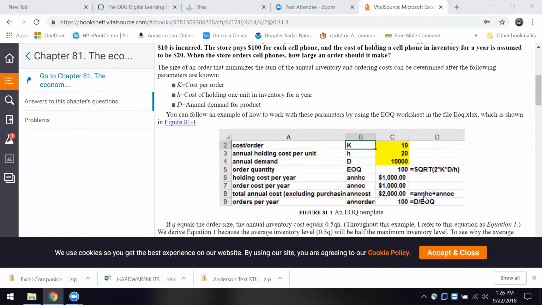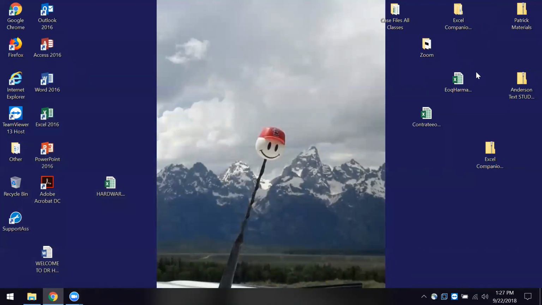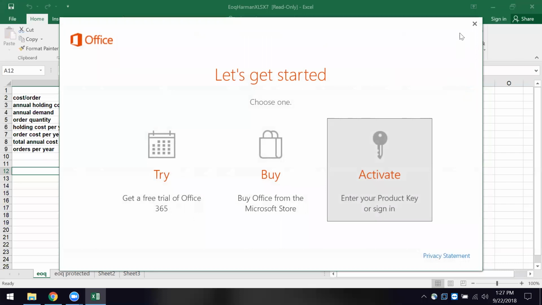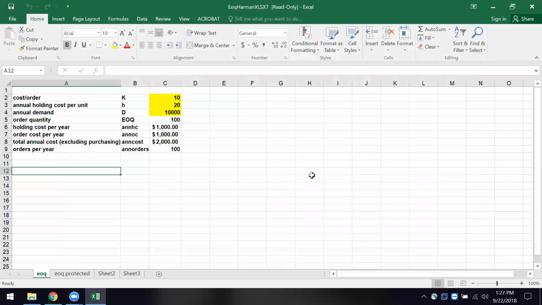Okay, and then we get the orders per year, which is D over EOQ, and D would be the annual demand for the product, and EOQ is what we compute up here, and this would be cell 5 in the order quantity. All right, so I'm going to diminish this for just a second, and I'm going to open up the EOQ, and let's take a look at it.